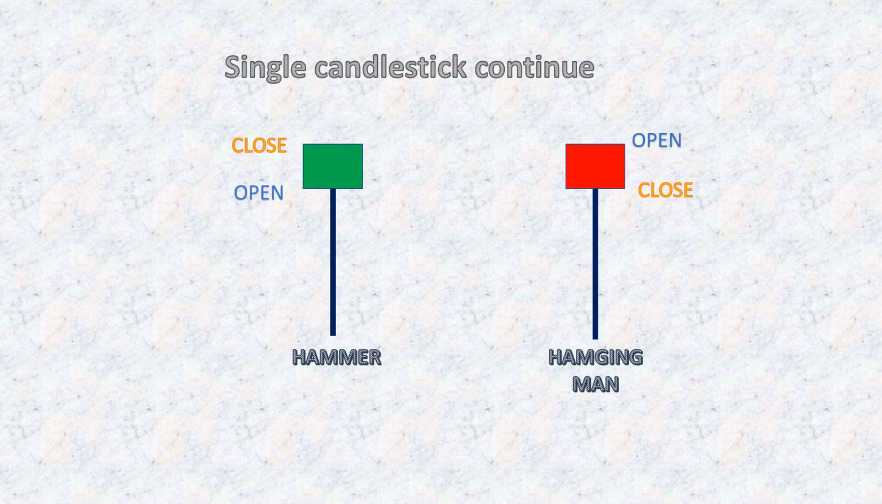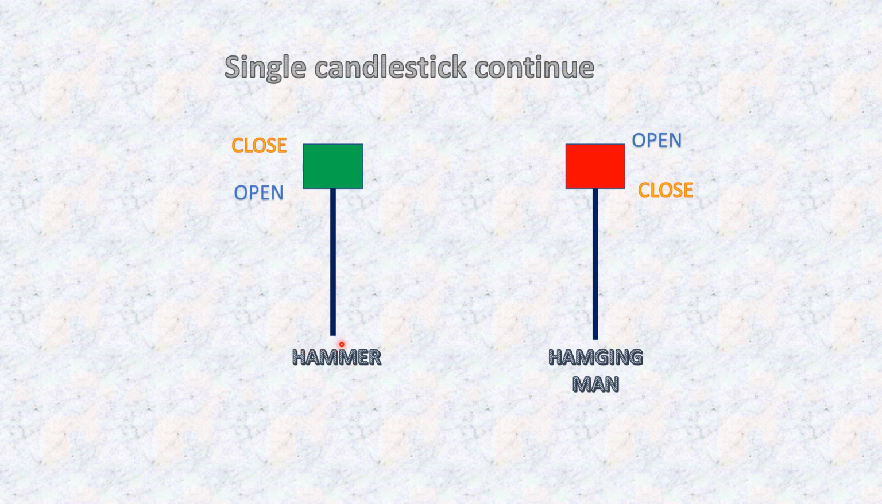In this graph we see two similar candles. The first one is called a hammer, indicated with the green color. It has a long lower shadow, a small body, and no upper shadow. The second one is called a hanging man, indicated with the red color. It has a long lower shadow, a small body, and no upper shadow.